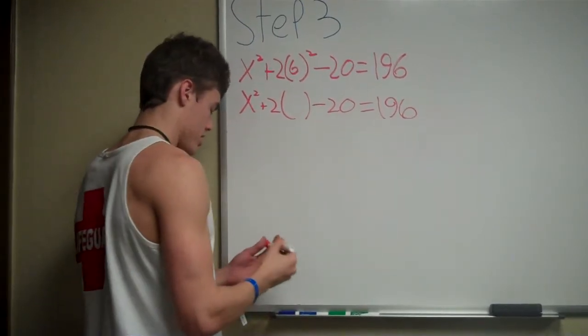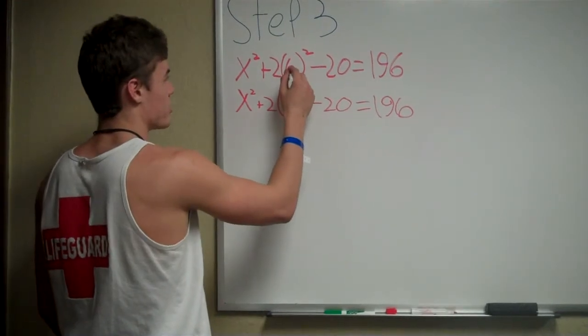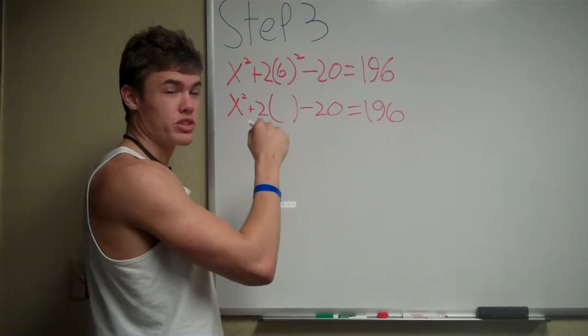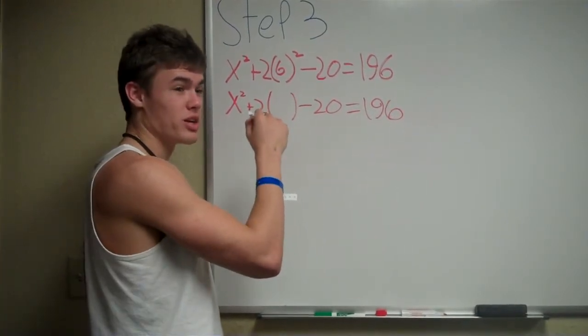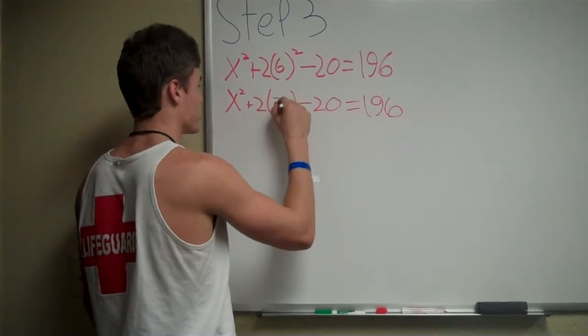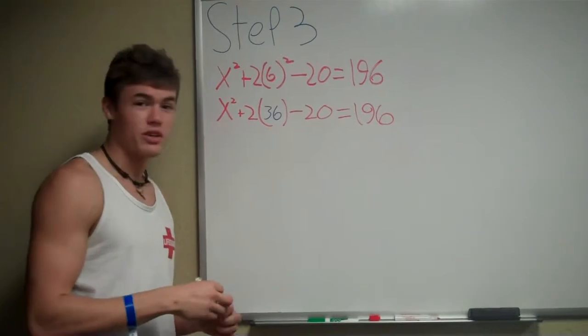Now our difference here is this 6 will be to the power of 2. Now remember, 6 squared equals 36. Anything squared is itself times itself, like 6 times 6. So we have 36 right here. And that's our exponent step.